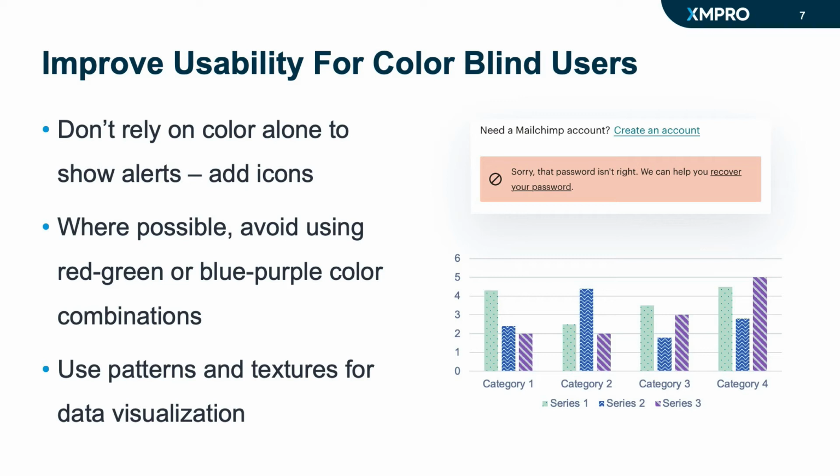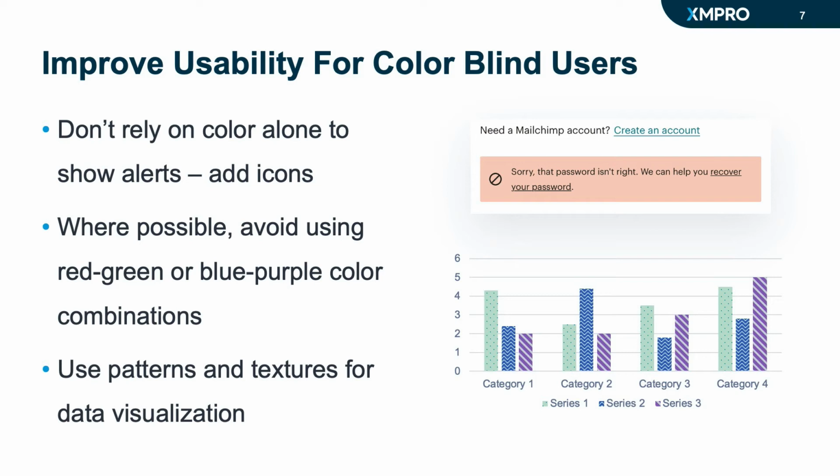It's best practice to combine the use of a color with an icon, as you can see in the MailChimp example on the top right of the screen. Where possible, avoid using either red-green or blue-purple color combinations. This is quite difficult when you want to show green messages for success and red for warnings. But if you do decide to use those colors, it is important to add icons to those messages to help colorblind users understand what they mean.